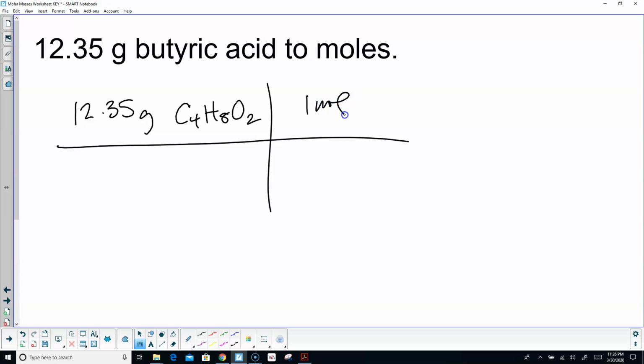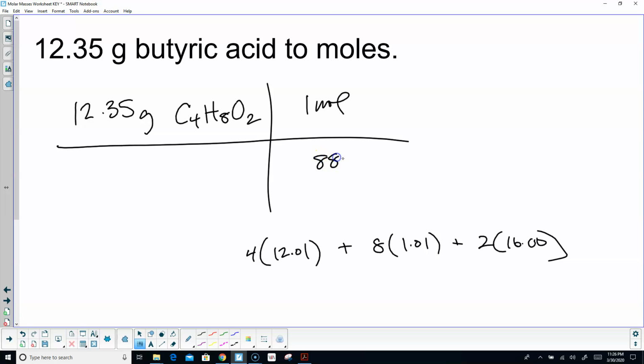So 1 mole butyric acid, and I need to add these up. There are 4 carbons, each at 12.01. 8 hydrogens, each at 1.01. 2 oxygens, each at 16. So if I multiply, and then sum all those together, it ends up being 88.12.